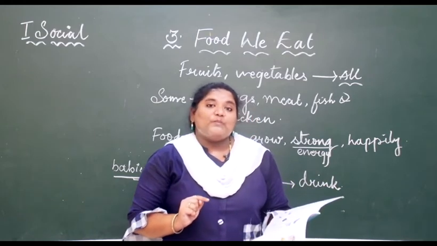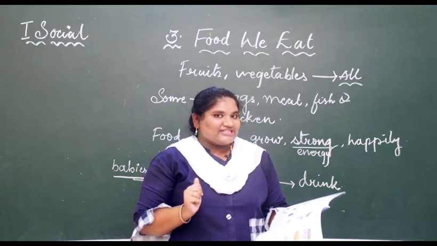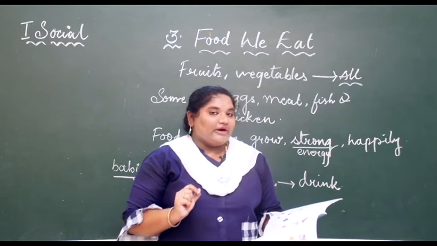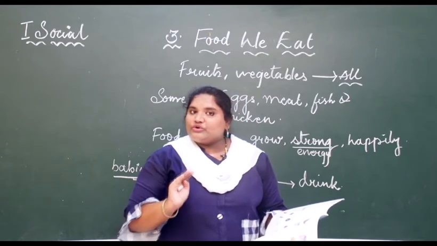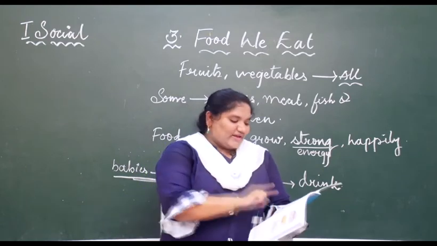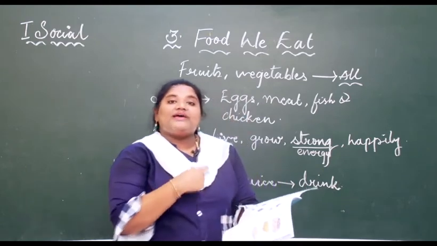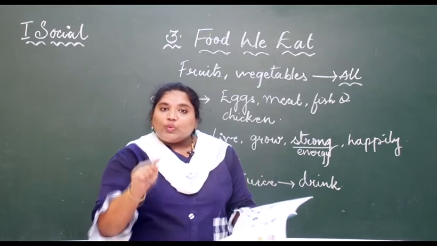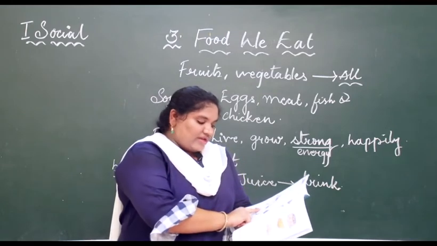It's a bottle gourd, which is in green color. Is it a vegetable or a fruit? You all are right. It's a vegetable. So what do we have to write there? Vegetable starts with V. So write down V there.